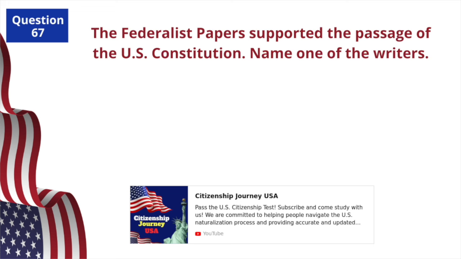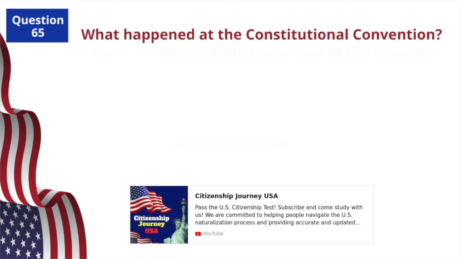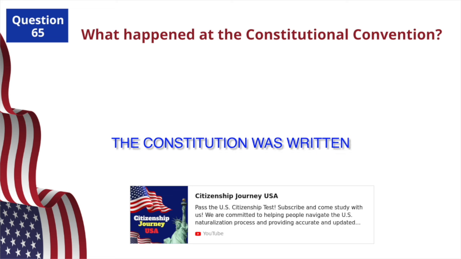The Federalist Papers supported the passage of the U.S. Constitution. Name one of the writers. James Madison. What happened at the Constitutional Convention? The Constitution was written.